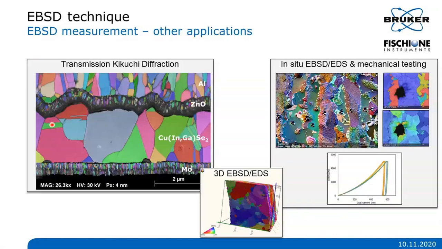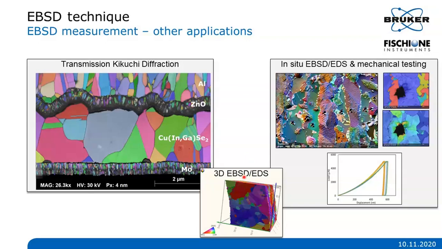Many other applications of EBSD exist. Most importantly will be TKD, or transmission Kikuchi diffraction. It's an EBSD-like measurement at nanoscale resolution, measuring an electron-transparent sample using the EBSD hardware in the SEM. We also have, of course, SEM in situ experimental studies with high temperature or mechanical testing, for instance, and EBSD and EDS measurement in 3 dimensions by combining EBSD and EDS with serial sectioning, such as focused ion beam milling, for instance. But today we will focus on EBSD.